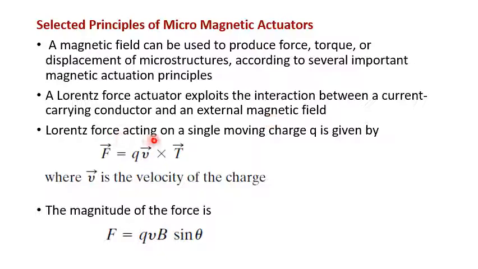The Lorentz force acting on a single moving charge Q is given by F equals Q times V cross B, where V represents the velocity of the charge. The magnitude of the force developed is given by F equals QVB sin theta, where theta represents the angle between the velocity and the magnetic field.